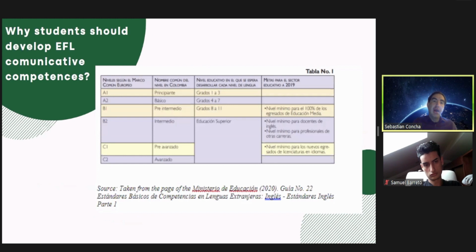So, why should students of this course have an appropriate level? First of all, according to the Ministry of Education, people who graduate from high school should have a B1 English level. And according to this same institution, people who graduate from this bachelor degree in foreign languages must have a C1 level. That is a requirement that the program has.